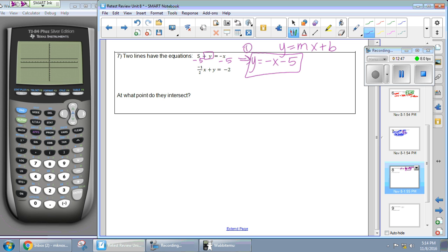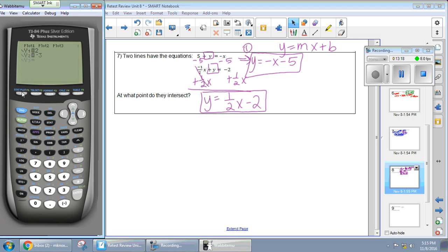I'm going to put that in y1. And then in y2, I have -1/2 x plus y equals -2. To get y by itself, I need to add 1/2 x to both sides because it's negative. So I'm going to add 1/2 x to both sides. Those cancel out. I'm left with y equals 1/2 x minus 2. This is my second equation.